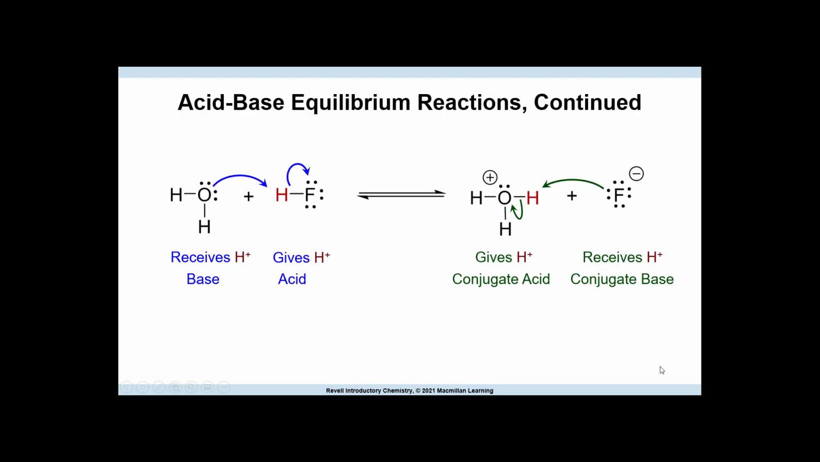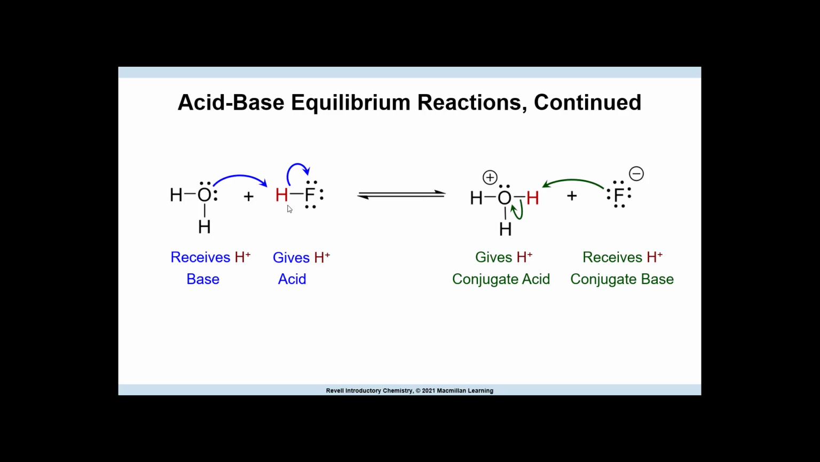So let's consider the forward and backward reactions of this equilibrium in more detail. Going from left to right, the HF donates the proton. So you can see these electrons stay with the fluorine, and the water takes the proton away to the water molecule. This means that HF is the acid and water is the base.